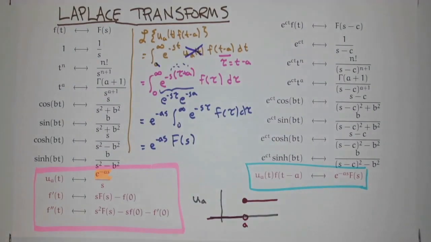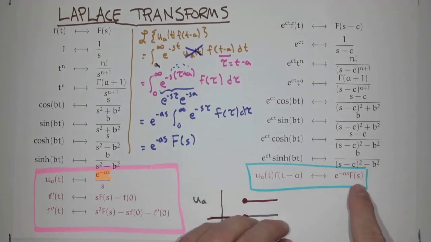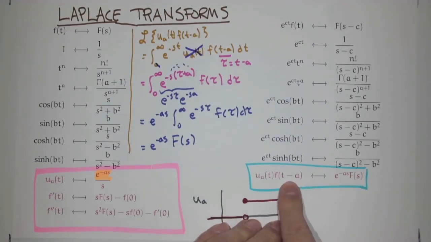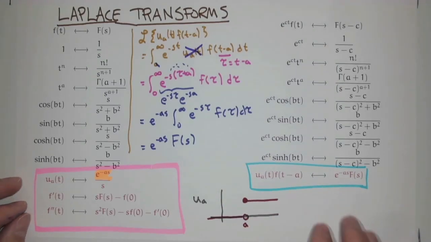If we see e to the minus as, that tells us that something got turned on at time a. And in particular, what's the something? Well, you say, okay, what's the Laplace transform of the piece it's attached to? And just make sure you shifted it so that it starts at time a. And we'll get some practice with that, not today, but in the very near future.